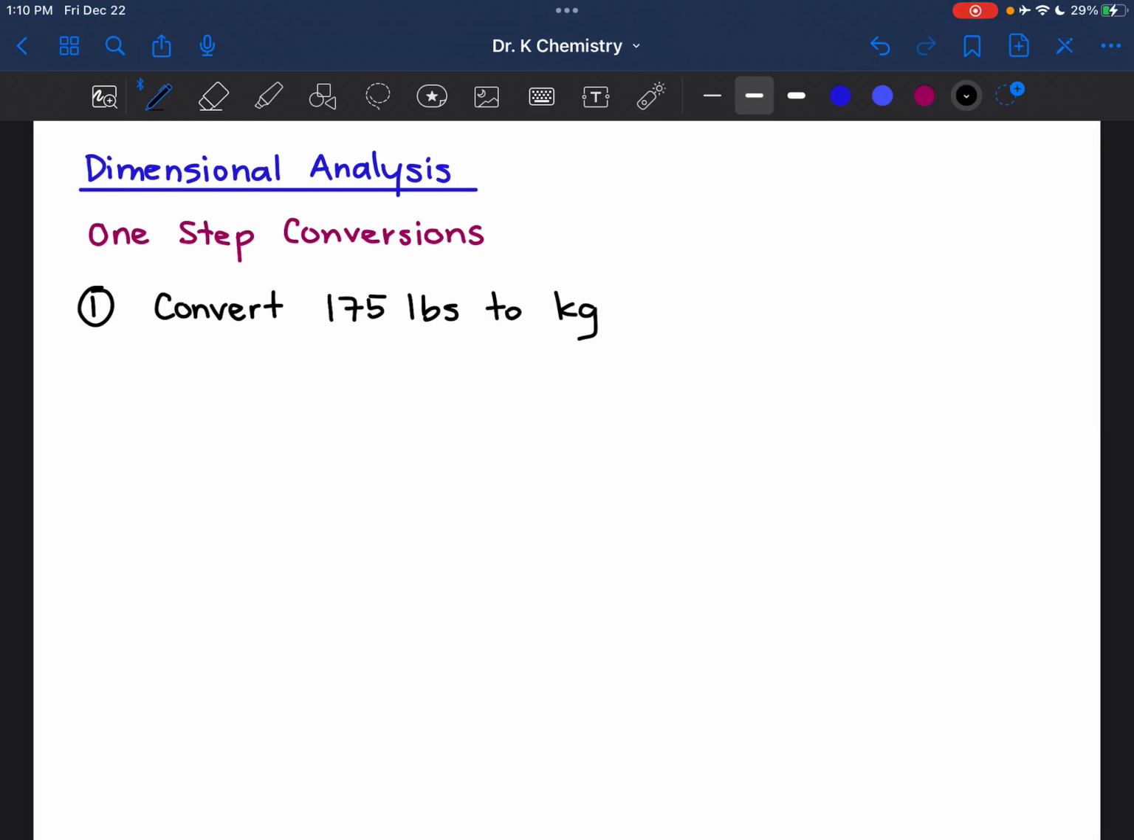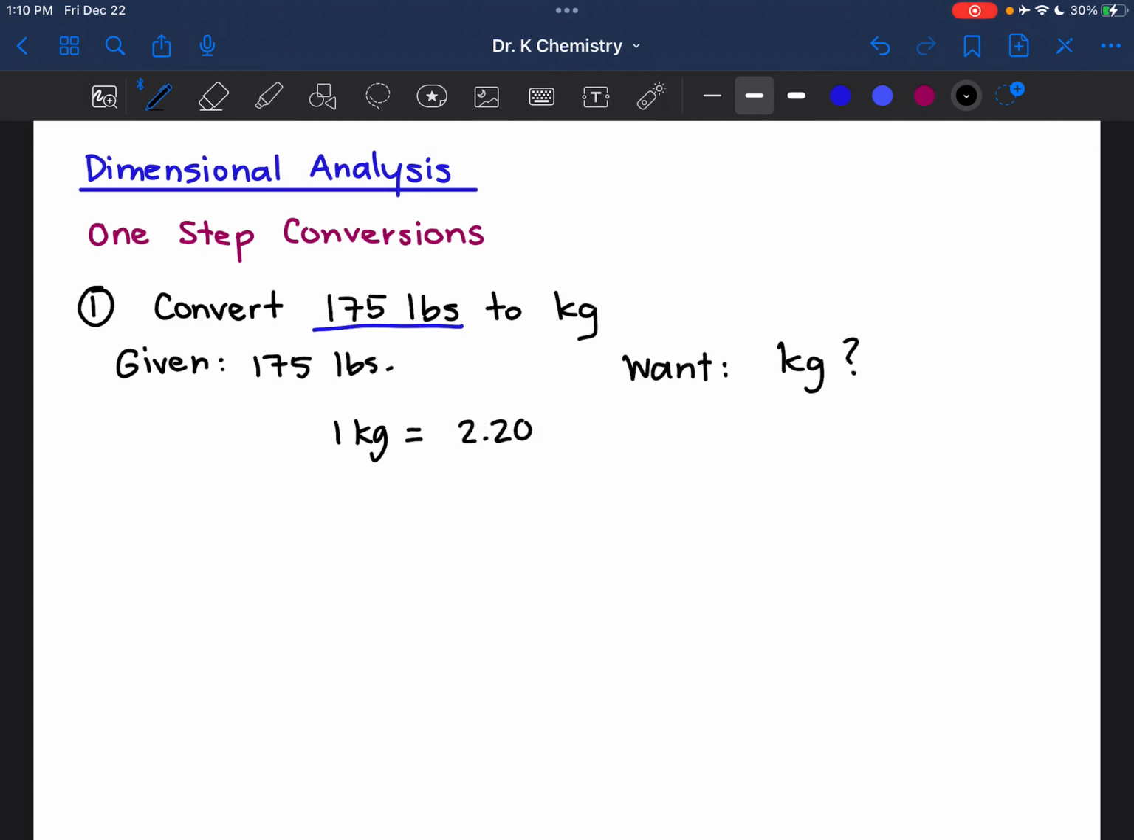So the first problem is asking us to convert 175 pounds to kilograms. The first thing I do is identify what is given to me in the problem and what we are trying to solve for. Here we are given 175 pounds. That is what we know. And what we're trying to figure out is how many kilograms that will be, which means that we need some way to connect pounds to kilograms. We need a conversion. And 1 kilogram is equal to 2.2046 pounds.